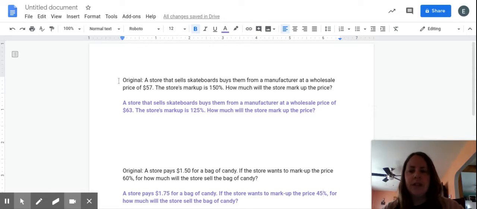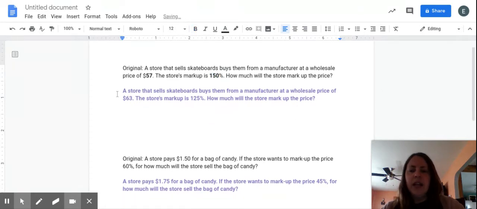So if we take a look at this one, the original problem in the Google form is right here, so you know what numbers you will need to use. For that first one, you need to use 57 and 150%. If we look at my problem, a store that sells skateboards buys them from a manufacturer at a wholesale price of $63. The store's markup is 125%. How much will the store mark up the price?